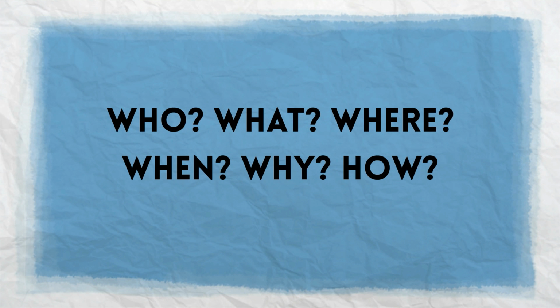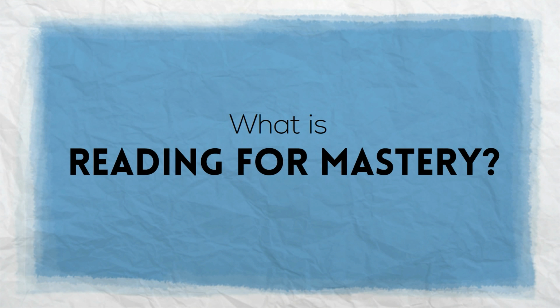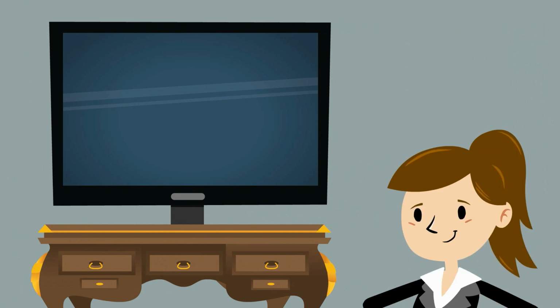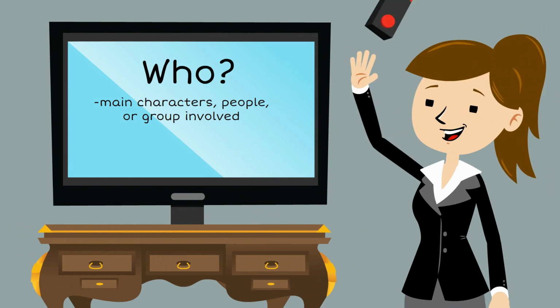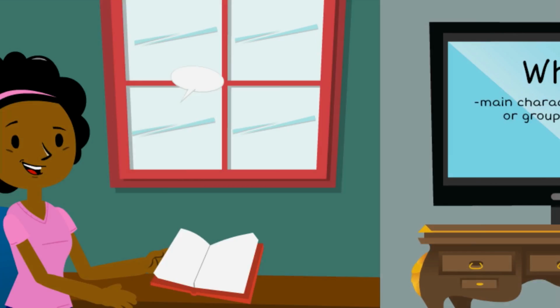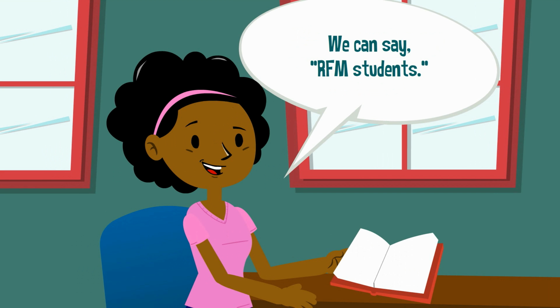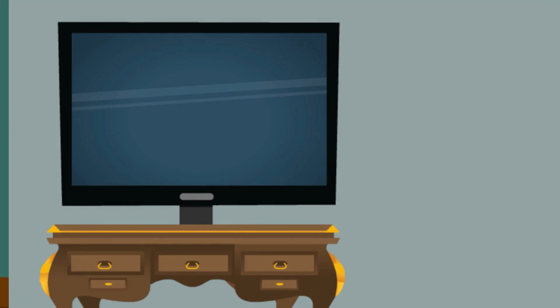Let's take a closer look at these 6 questions to see how they can help us create a quality summary of what the Reading for Mastery class is. When we ask who, we are looking for the main characters, people, or group involved. Who are we talking about when we talk about RFM? It probably isn't enough to say students, or even Revis students. We can be specific without including too much information by saying RFM students.